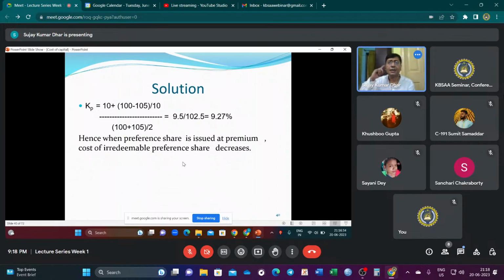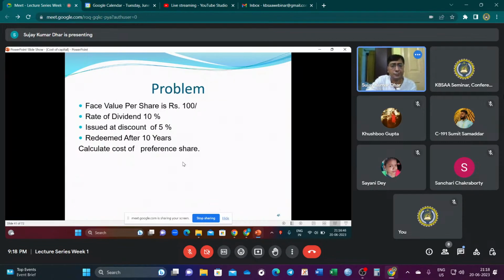Logic is simple. It is issued at premium. The company is receiving more. So if the company's receivable is more, payable is less, cost of preference decreases. Face value per share 100, rate of dividend 10%, issued at discount 5%, redeemed after 10 years, calculate cost of preference share. So issued at 5% discount, 95 purchase price. Redemption price is 100. Purchase price and redemption price are different.